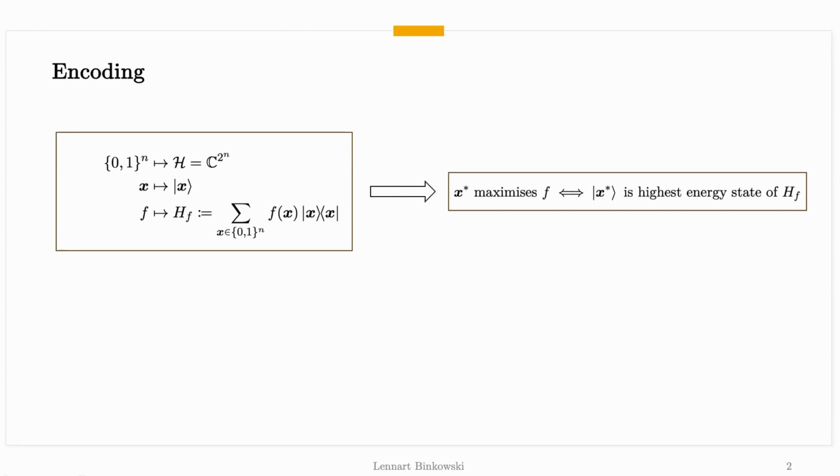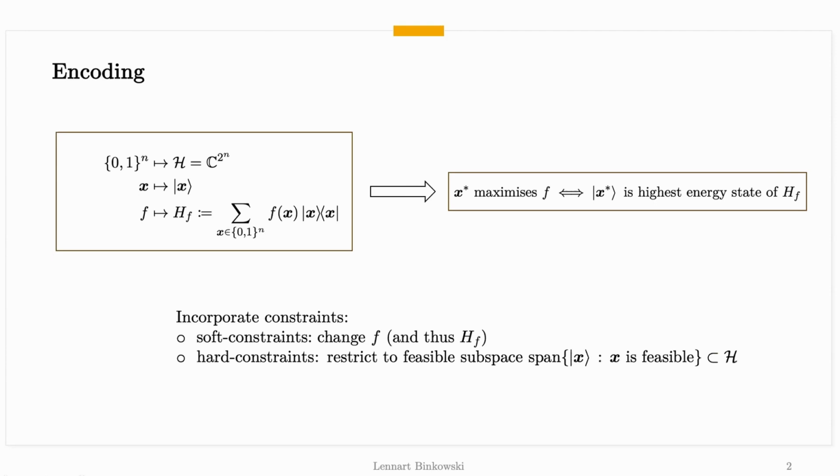And by this, it's immediately clear that some bit string x star maximizes the objective function f if and only if the corresponding computational basis state is in highest energy state of the objective Hamiltonian H_f. However, we did not talk about constraints yet, which, however, is very important. Because for the knapsack, for example, if we simply leave out the constraints, we turn the problem into something very boring, namely the objective function f is always maximized by the all-one bit string, right? If I just include all the items, I definitely maximize the profit. So that's a very boring problem.